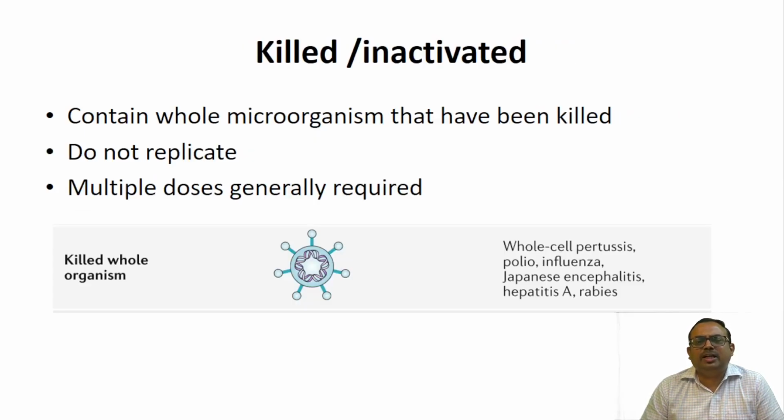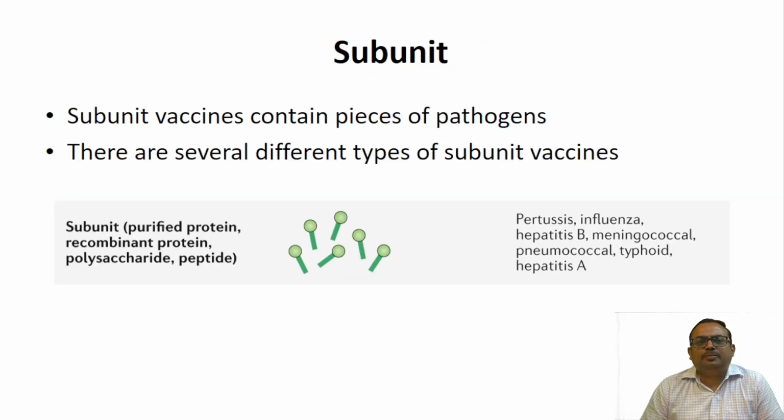Let's see what killed or inactivated vaccines are. Here, the whole microorganism has been killed and it does not have the capacity to replicate because it is no more live. So multiple subsequent doses are required to build an immune response. Examples include whole cell pertussis vaccine, polio vaccine, the injectable one, influenza vaccine, Japanese encephalitis vaccine, hepatitis A vaccine, and inactivated rabies vaccine.